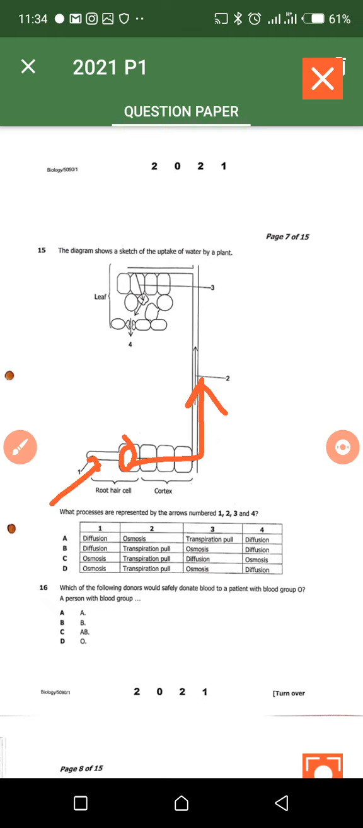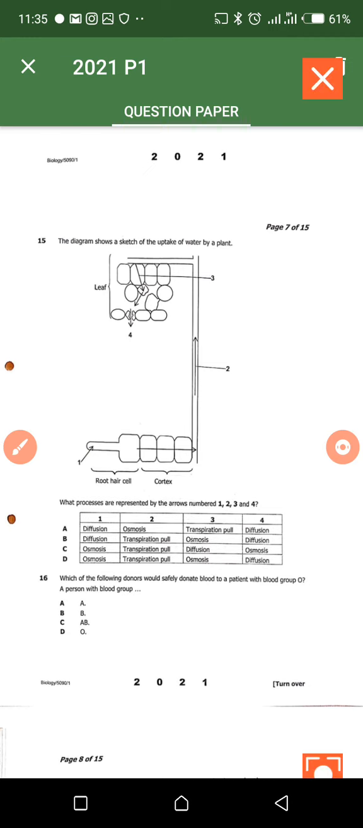Then it passes through the xylem via transpiration pull, and then when this water reaches the cells in the leaf, it can move from one cell to the other by the process of osmosis, and then it can leave the cell through the opening known as the stomata by a process known as diffusion. Okay, so what is the correct answer? There you can see that 1 is osmosis. So all those answers which don't have osmosis in them, you cancel them out. In this case I'm cancelling these, and then C.